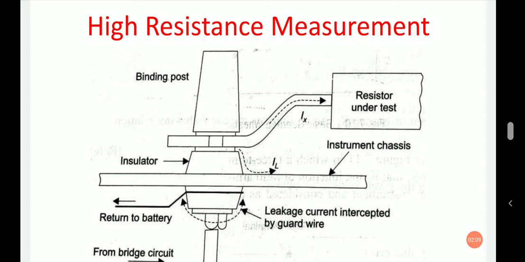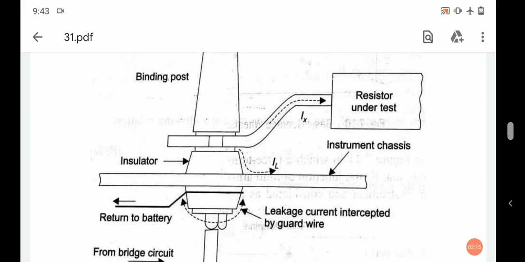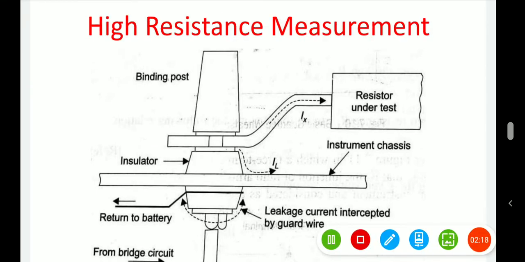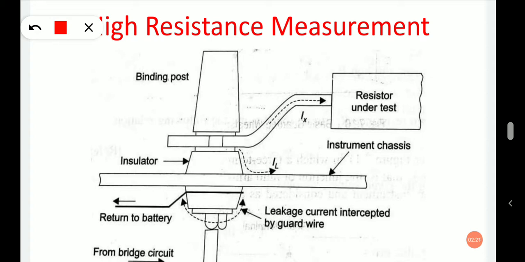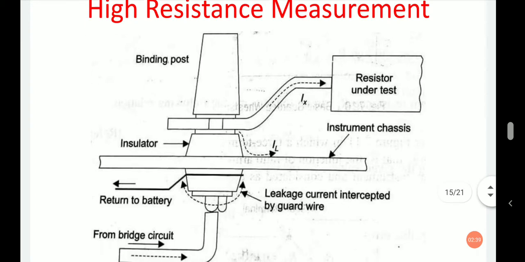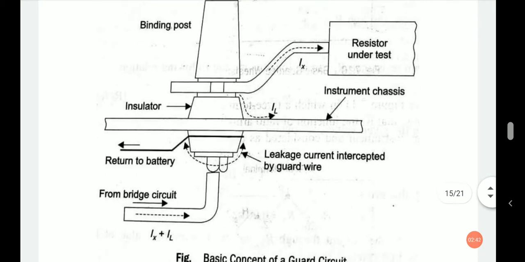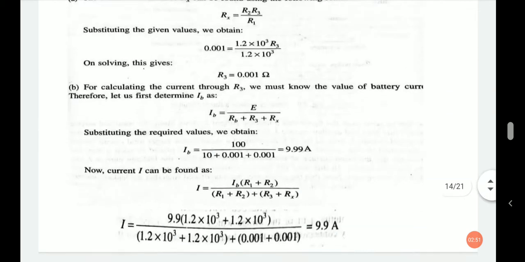For this, special circuits, which are called guard circuits, are employed in the unknown resistance arm of the Wheatstone bridge as shown in the figure. So here you can see the figure.